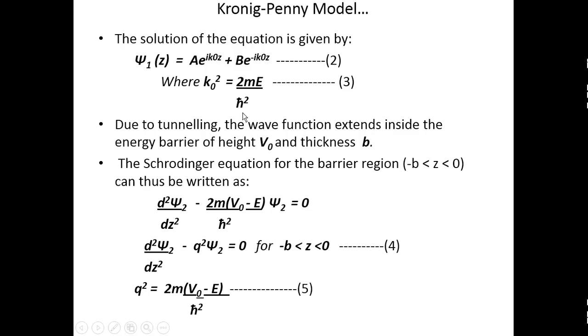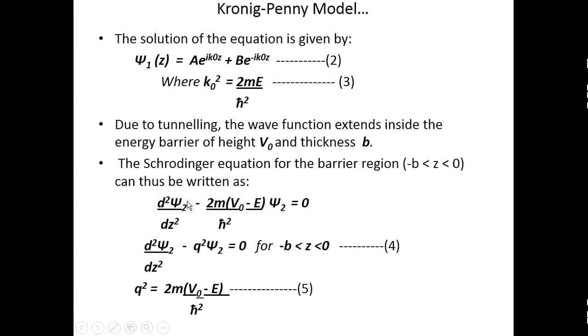And due to tunneling, the wave function extends inside the energy barrier. So due to the tunneling effect, what happens? The wave function extends. That's what we have seen. The wave function extends inside the energy barrier of height V0 and thickness b. The Schrodinger equation for the barrier region, that is minus b less than z less than 0, that is the barrier region. And in that barrier region, of course, V0 is higher than E. In the barrier region, energy is small and V0 is high.